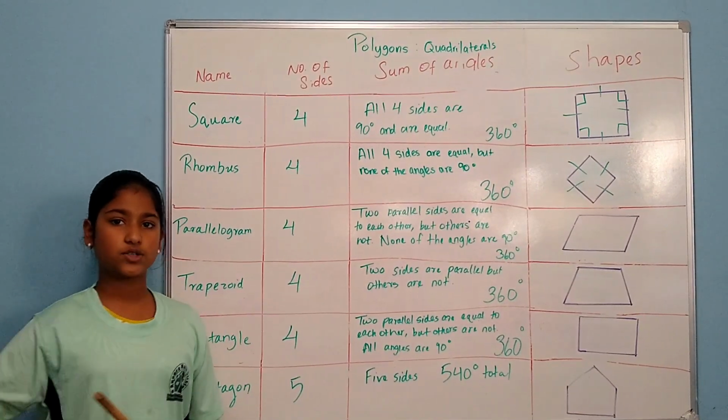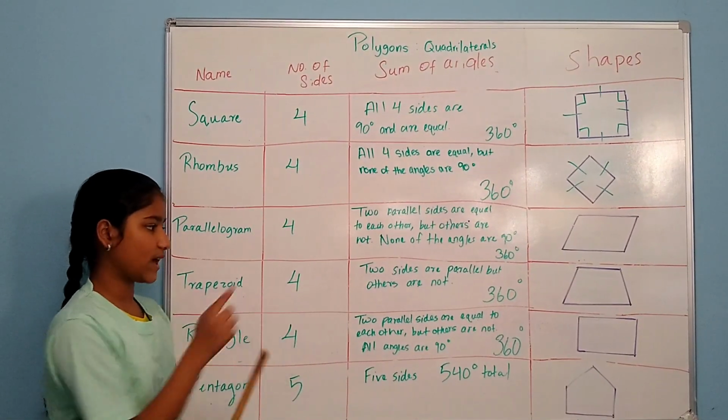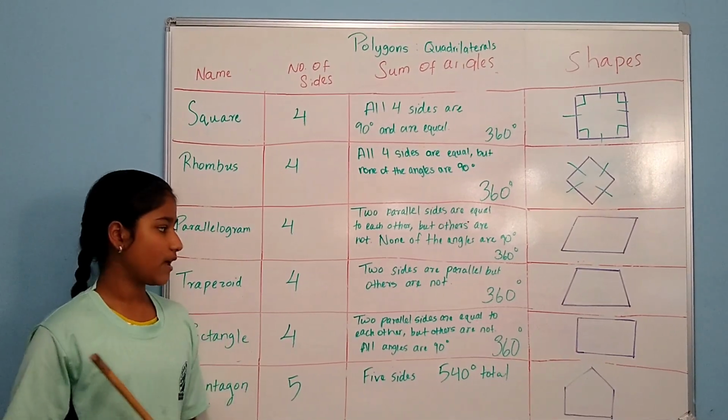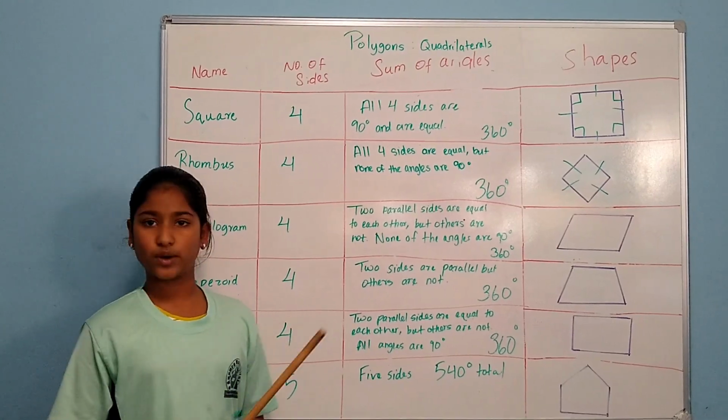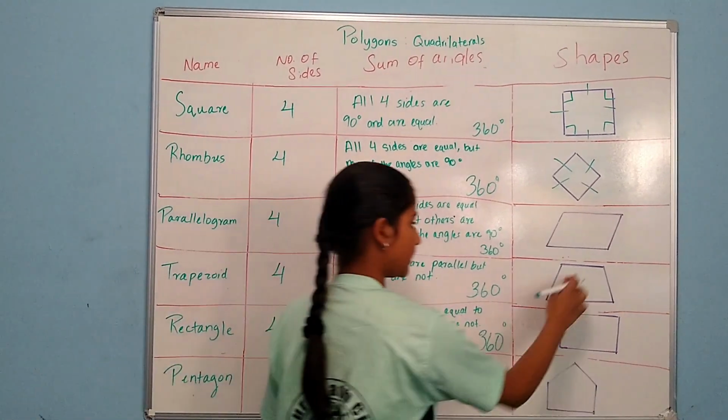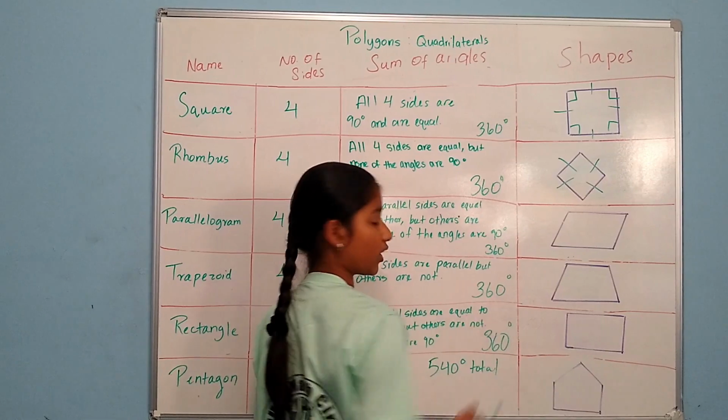A trapezoid is also a quadrilateral, meaning it has 4 sides, and 2 sides are parallel and the others are not, and the total number of angles is equal to 360 degrees. As you can see here, these 2 are parallel, but these 2 are not.